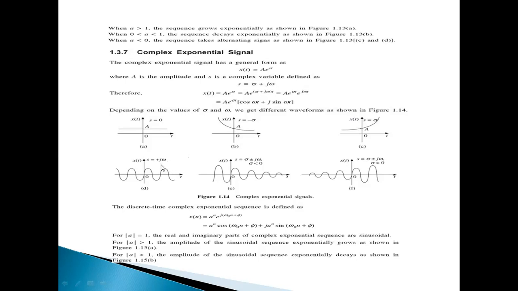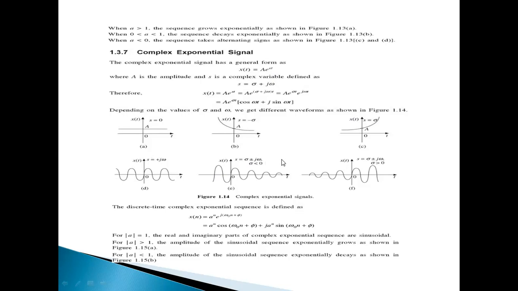Now I am taking another function, the imaginary coefficient: x of t with s equal to plus j omega. We get a sinusoidal function like this. And x of t is equal to A into e power st, in which s is equal to sigma plus or minus j omega.